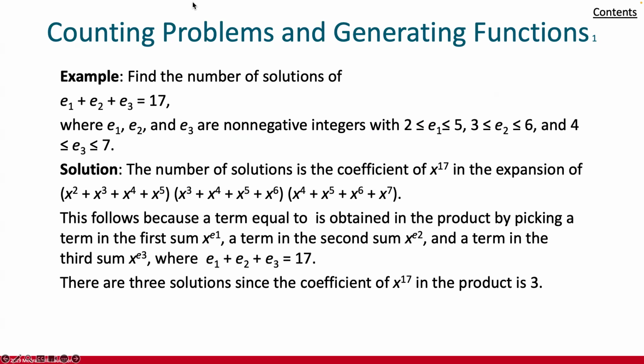So the number of solutions is the coefficient of x to the 17 in the expansion of this product. This follows because a term equal to x to the 17 is obtained in the product by picking a term x to the E1 in the first, a term x to the E2 in the second, and a term x to the E3 in the third, where E1 plus E2 plus E3 is equal to 17. There are 3 solutions, since the coefficient of x to the 17th is 3.